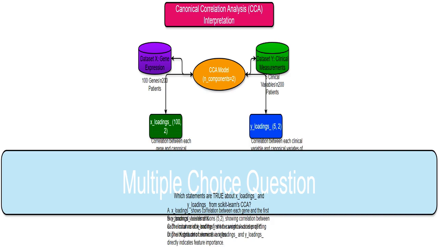This is a multiple-choice question, testing understanding of canonical correlation analysis, CCA, and its output in the scikit-learn library. The question focuses on interpreting the x_loadings_ and y_loadings_ attributes after fitting a CCA model. It's designed to assess whether you understand how these attributes relate to the original data and the canonical variates generated by CCA. Let's dive into the specifics of the question.